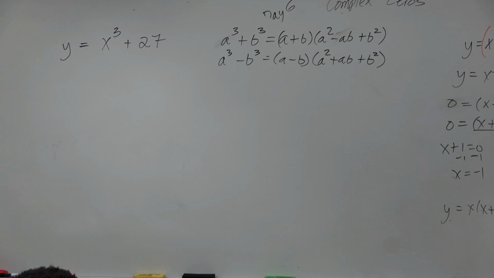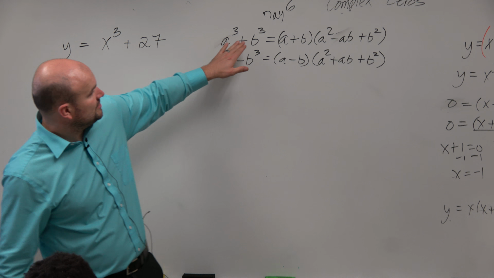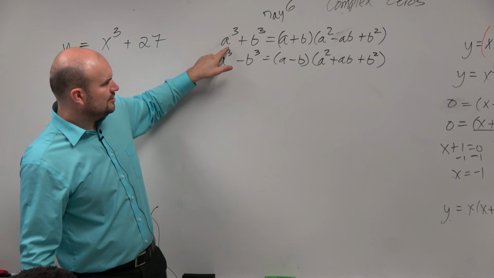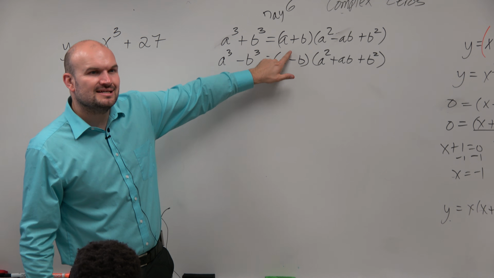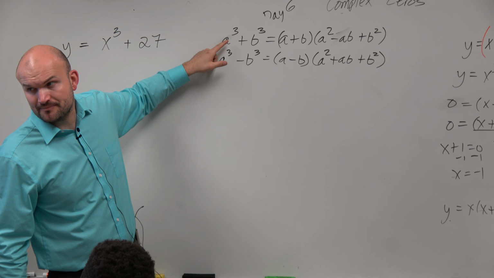You guys need to recognize here that we have a cube term plus another cube term. So it's just like the sum here, right? Now, if we have a cube term plus a cube term, notice my first expression is a cubed. Here's a cubed, here's a. That means a is the cube root of a cubed. Would you guys agree with me?